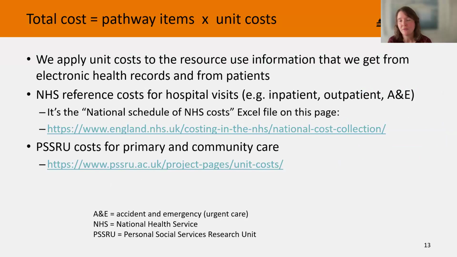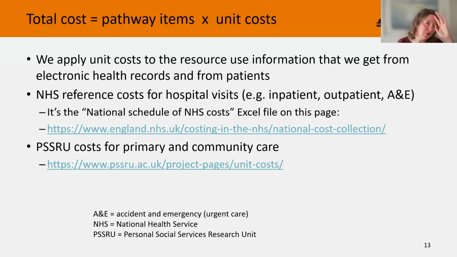So once we've worked out resource use, so resource use is things like how many GP appointments, how many packets of antidepressant, that's a resource use. And then you get the unit cost, which is the £1 per packet or £36 per GP appointment. And you multiply the number of things by the unit cost and you get the total cost. So that's it really. So it's quite simple. It's just getting the data and working out exactly which bits you want is tricky. But the actual mechanics of doing it isn't that difficult.